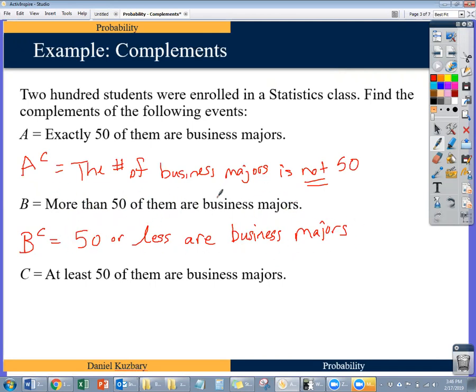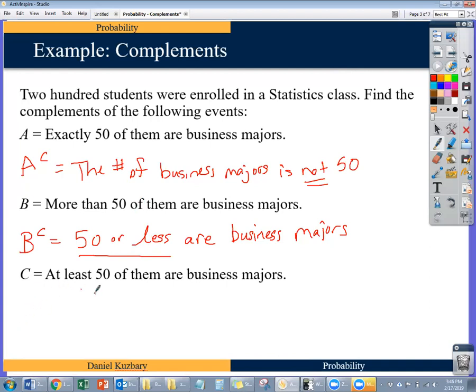More than 50 would be 51, 52, all the way to 200. 50 or less would be 50, 49, 48, all the way to 0. Yeah, it could be 0. So this is a true complement because we don't have any numbers that are in both of these things. Either this one's going to happen or that one. They can't both happen. It's kind of like raining and not raining. They can't both happen. That's important.